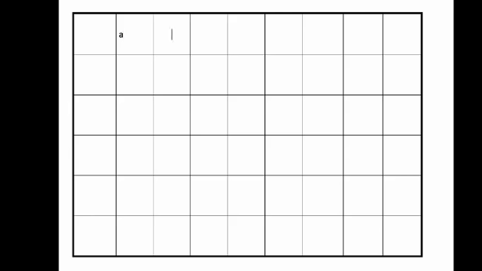Leave the first square blank and write all the vowels across the first row: A, E, I, O, and U. Now write all the vowels again down the first column: A, E, I, O, and U.